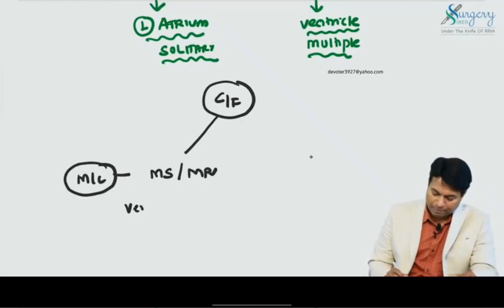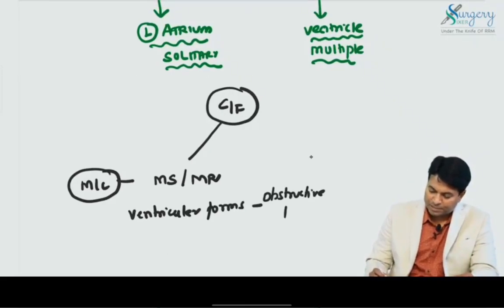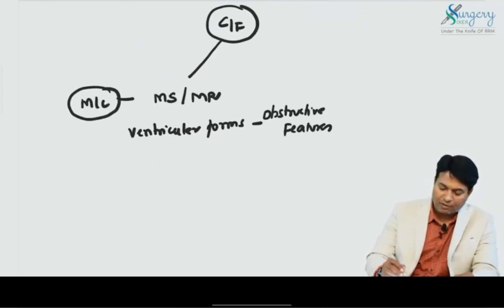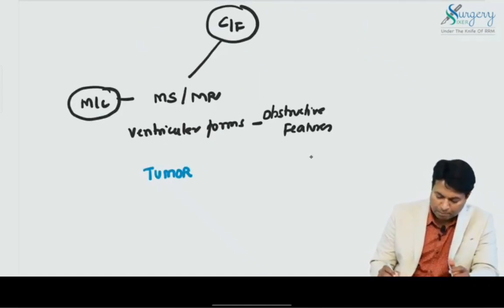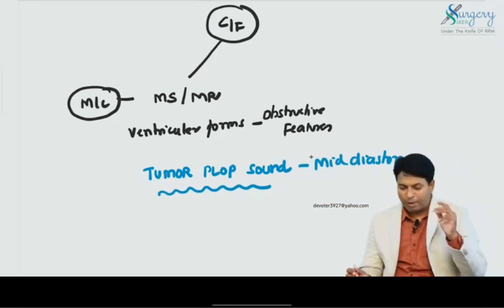Ventricular forms usually present with obstructive features. And when you auscultate, you can hear the classical tumor plop sound, especially in mid diastole. The tumor plop sound is heard on examination.